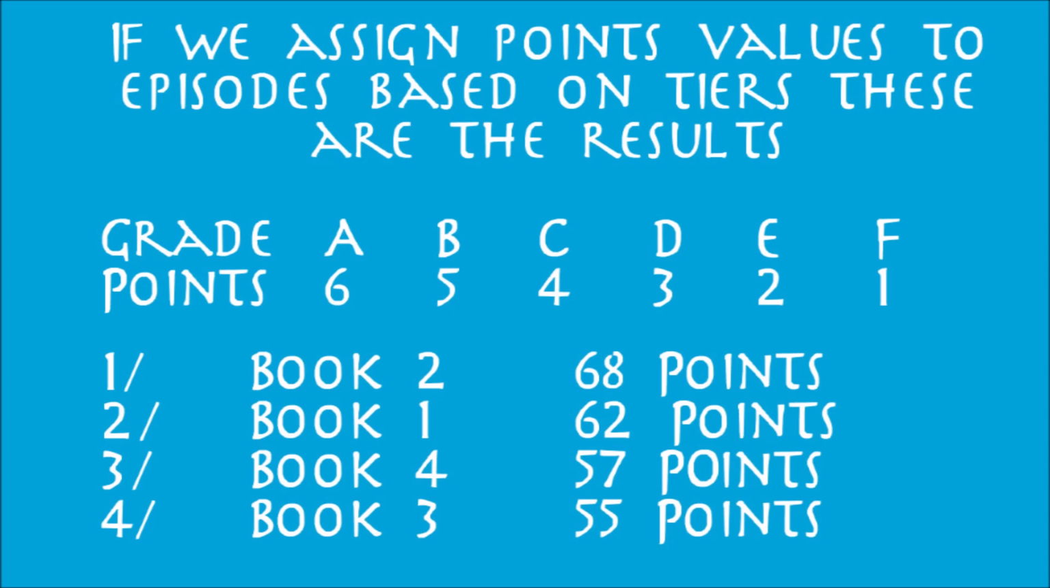Book 2 is on top with 68 points, Book 1 is second with 62, Book 4 has 57, and then Book 3 is on the bottom with 55. So they're all still fairly close together. There's a 13-point spread in this, which I don't think is too much at all. They still all have a large amount of points.